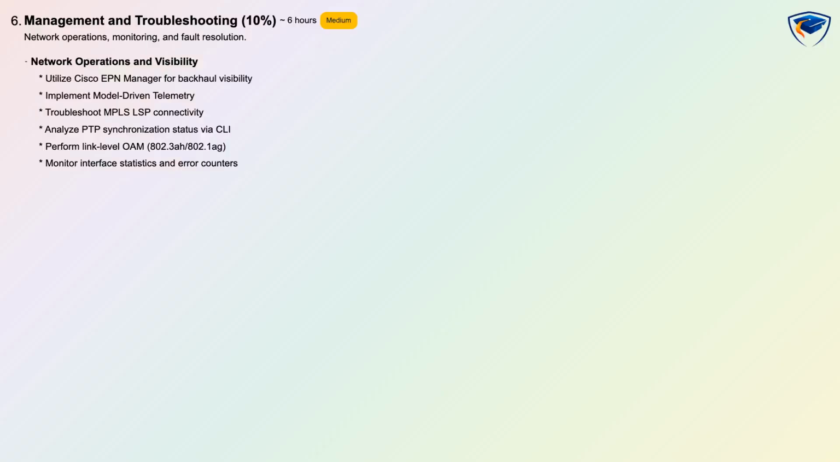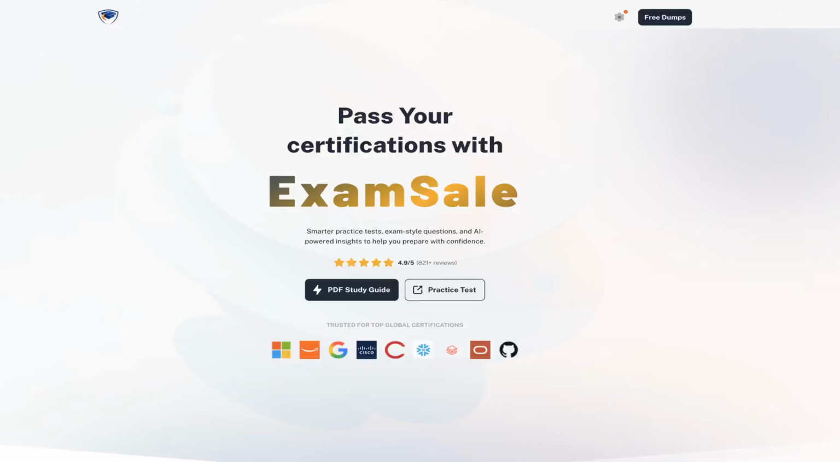You will use Cisco EPN Manager for backhaul visibility, implement model-driven telemetry, troubleshoot MPLS LSP connectivity, analyze PTP synchronization status via CLI, perform link-level OAM such as 802.3ah and 802.1ag, and monitor interface statistics and error counters to quickly isolate faults. That wraps up the syllabus overview for the Cisco Service Provider Routing Field Engineer exam.